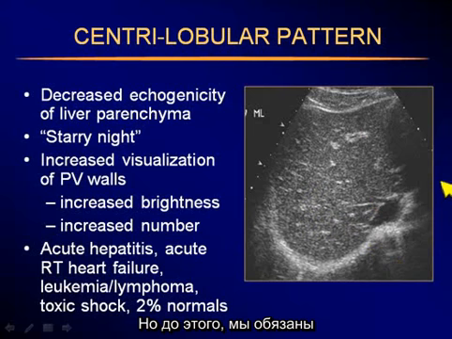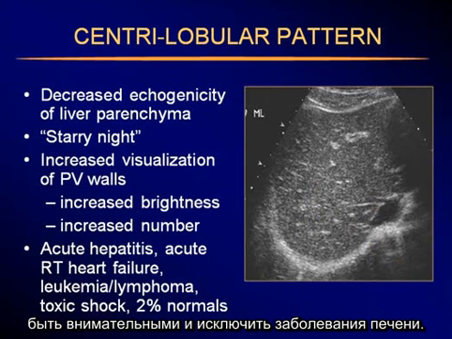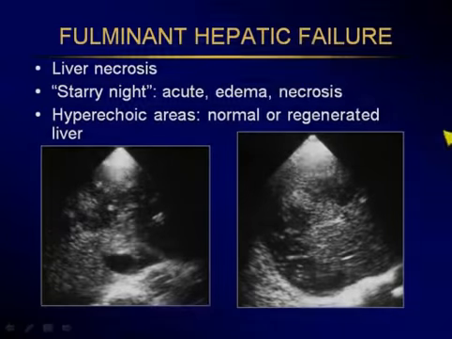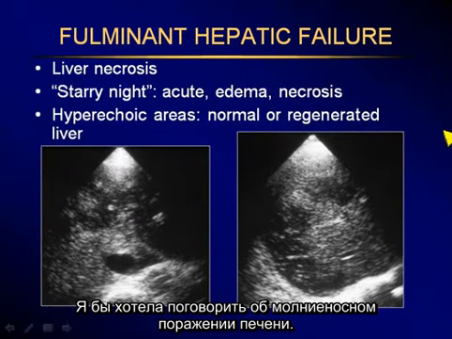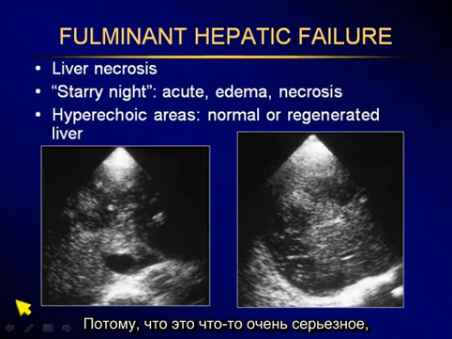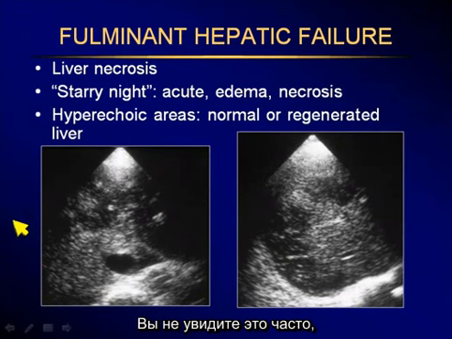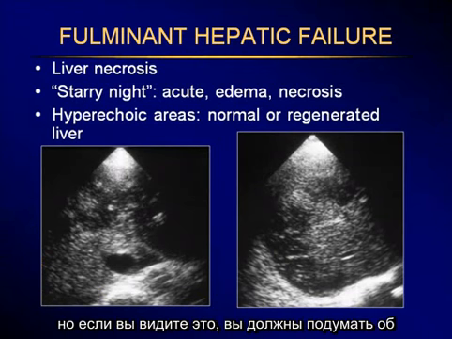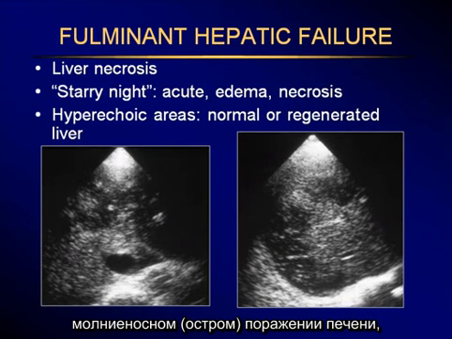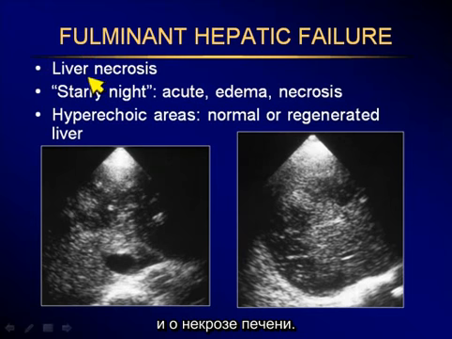Beyond that, we have to be cautious and rule out liver disease. I would like to bring up fulminant hepatic failure because this is something that's very serious but could easily be dismissed or misdiagnosed. You will not see this often, but when you see this, you should think of fulminant acute hepatic failure and liver necrosis.